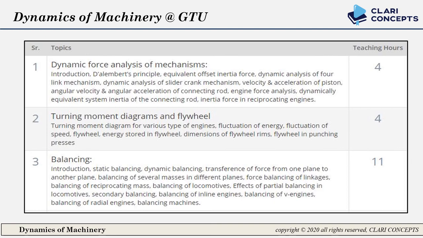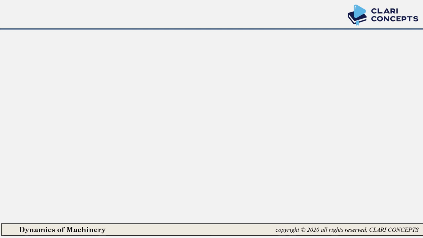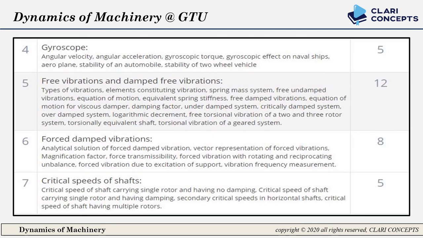The third chapter is balancing, and this is also the third topic. In balancing, you will learn how to add mass or remove mass to make your system balanced. The fourth chapter and the fourth topic is gyroscope. In the gyroscope, you will learn how to take a turn by ship, plane or automobile. Fifth, sixth and seventh chapters: these three chapters are only one topic, which is known as vibration.